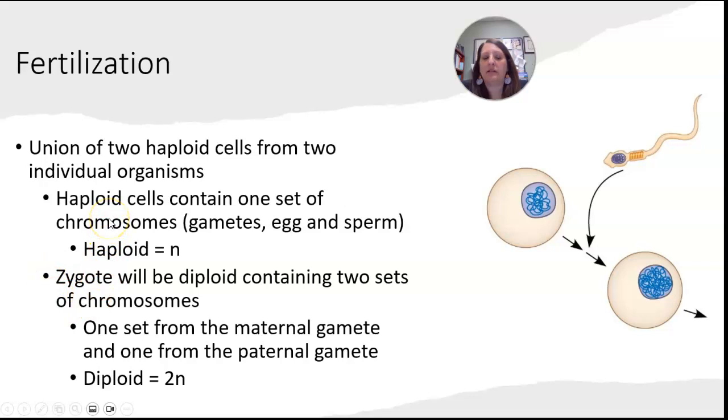Remember, haploid cells contain one set of chromosomes. These would be your gametes, egg and sperm cells. And so here in this picture, we've got a haploid egg and a haploid sperm. These are our gametes. When these two fuse together, that is called fertilization. The resulting cell, which is pictured here, this is a fertilized egg, will be called a zygote. And that zygote now will be diploid. It will have one set of chromosomes from the egg and one set of chromosomes from the sperm. So we would call this cell diploid.